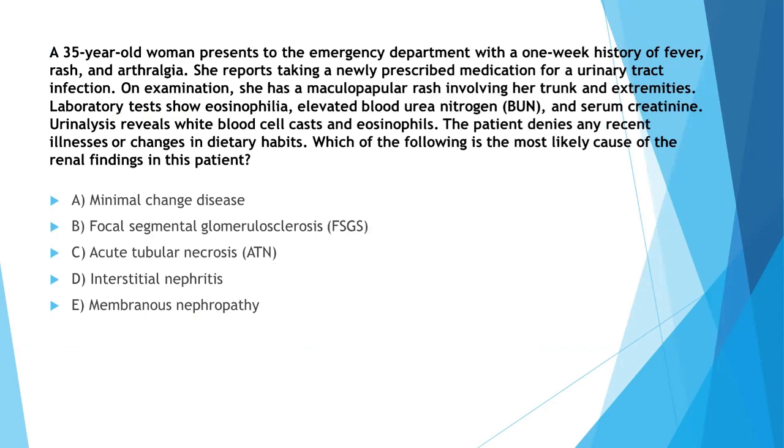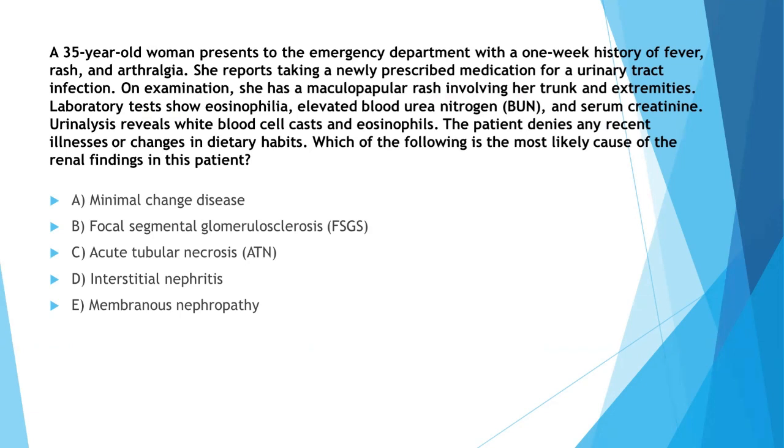So which of the following is the most likely cause of renal findings in this patient? A 35-year-old woman presents to the emergency department with a 1-week history of fever, rash, and arthralgia. She reports taking a newly prescribed medication for a urinary tract infection. On examination, she has a maculopapular rash involving her trunk and extremities. Lab tests show eosinophilia, and there is increased blood urea nitrogen and serum creatinine.